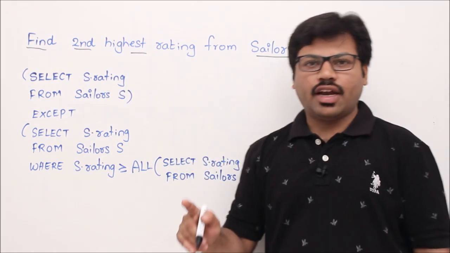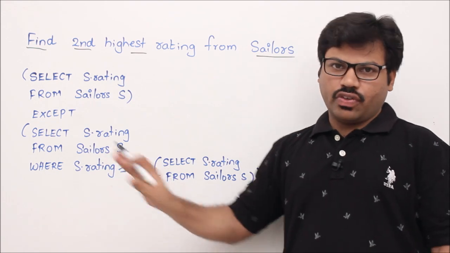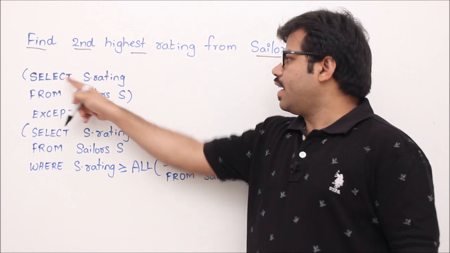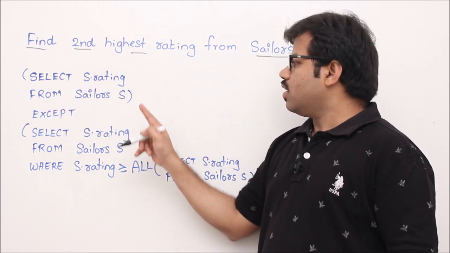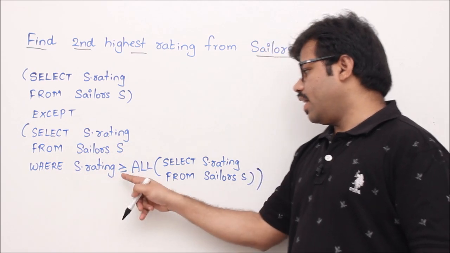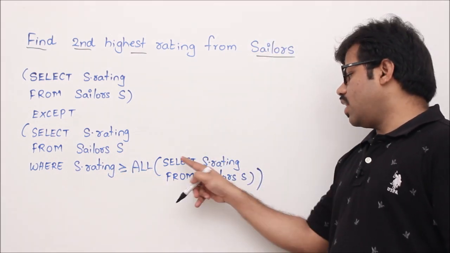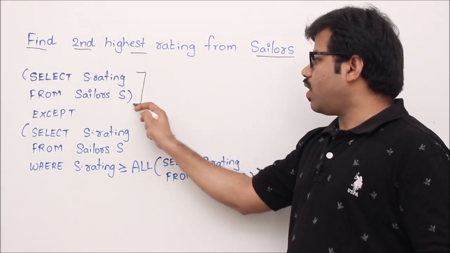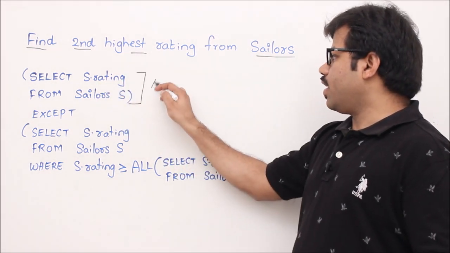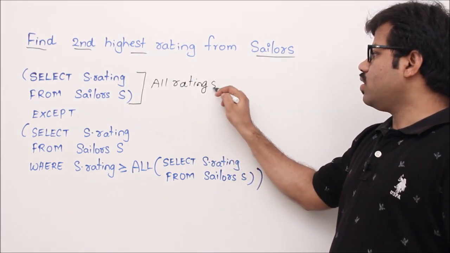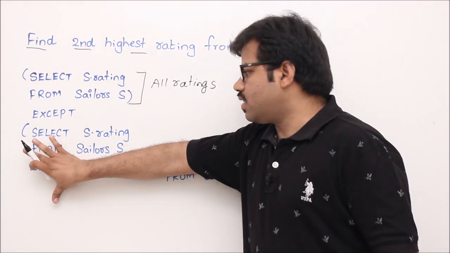Now what I do is I try to solve this problem with this query. So first, try to write this query. Select S.rating from sailors except select S.rating from sailors where S.rating is greater than or equal to all select S.rating from sailors. So systematically we try to understand what this part is. This part is nothing but all ratings, right? From all the ratings, I try to compute the highest rating here.